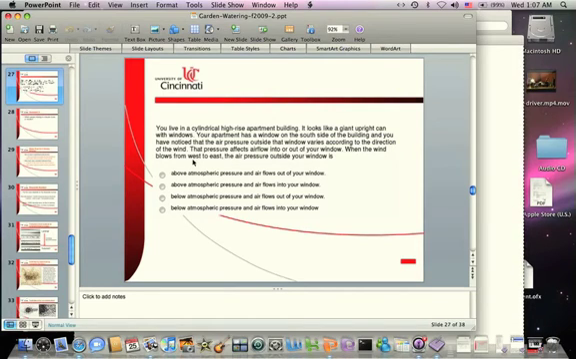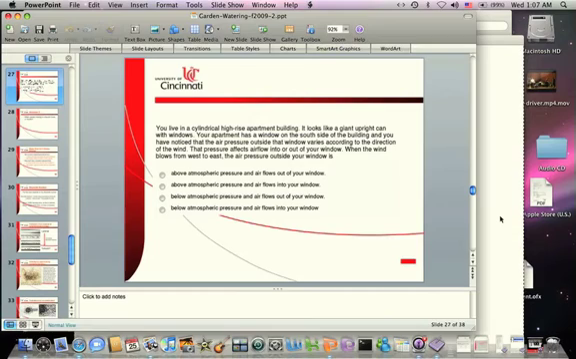When the wind blows from west to east, the air pressure outside your window is: 1. Above atmospheric pressure, and air flows out of your window. 2. Above atmospheric pressure, and air flows into your window. 3. Below atmospheric pressure, and air flows out of your window. 4. Below atmospheric pressure, and air flows into your window.